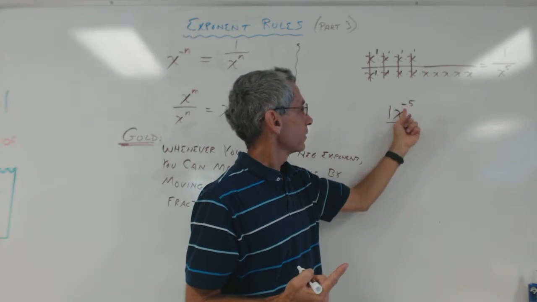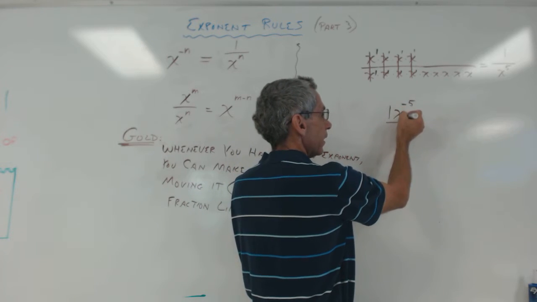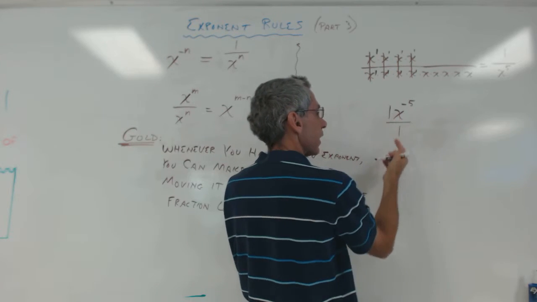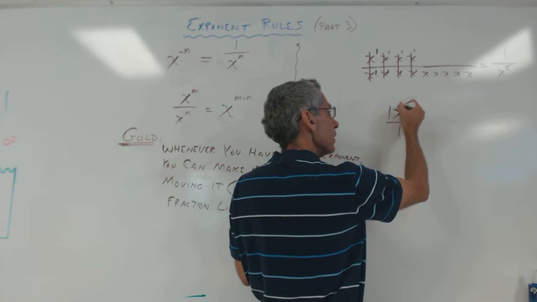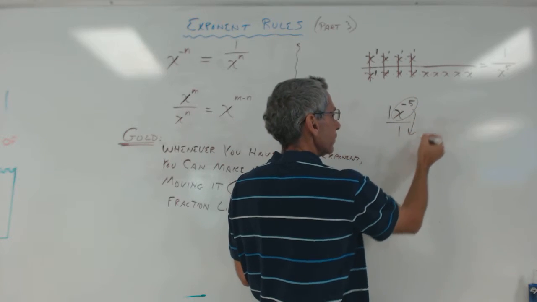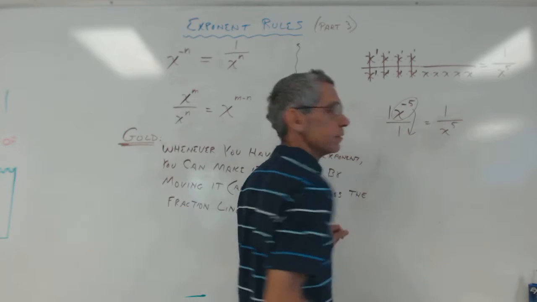It only affects what it's next to. It's next to an x. It would affect the 1 if I had a parenthesis, but I don't have parentheses. It affects just the x. So if I want to make that positive, I just have to circle it and move it downstairs. So I leave the 1 upstairs and I have x to the 5 downstairs.